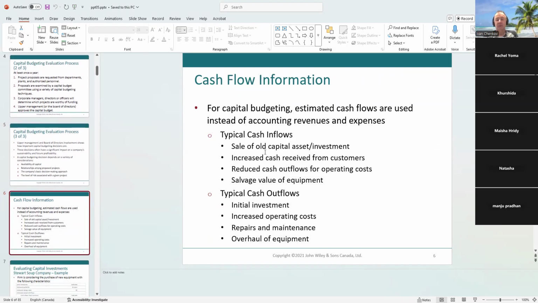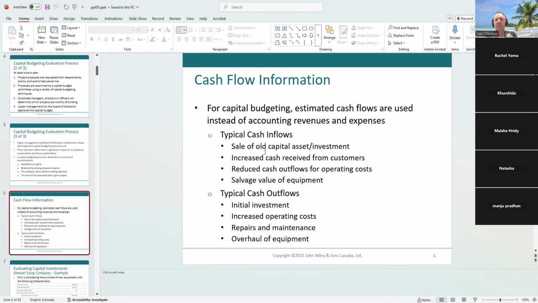Let's go now with the usual cash flow information that we have to collect in order to make a decision. First, we have to see the cash that's coming in, and then the cash going out. Either we have a positive difference or a negative difference, meaning more cash coming in or less cash coming in. So where is the cash going to come from? First, if we make the capital decision, cash is going to come from the sale of the old asset or investment.